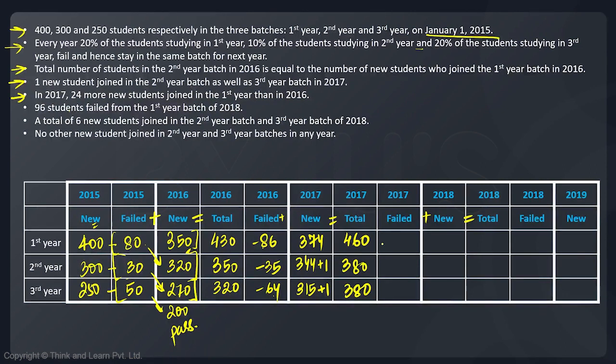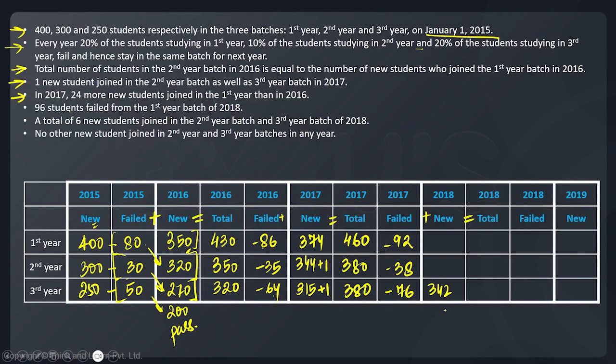Now, once we have 460, 380 and 380 total students, the number of students who are going to fail that year is going to be 20% of 460, which is going to be 92. 10% of 380, which is going to be 38, 20% of 380, which is going to be 76. Now, in 2018, if you look at the third year, 380 minus 76, so that is 304 students will pass out, right? 380 minus 38, which is going to be 342. 342 students will move as the third year student.